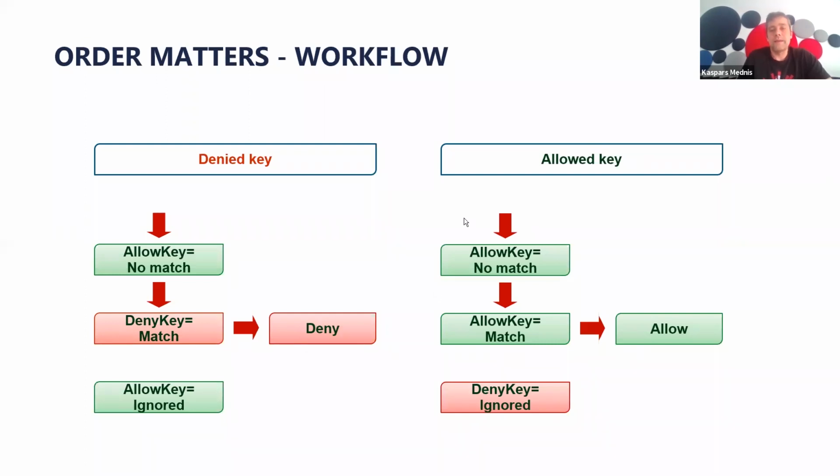If you have allow key, it works similarly. It will match against the first entry, second entry, no match, no match, no match, and then if the allow key is matched, it will be allowed. And any deny rule will be ignored because it's already matched and allowed.